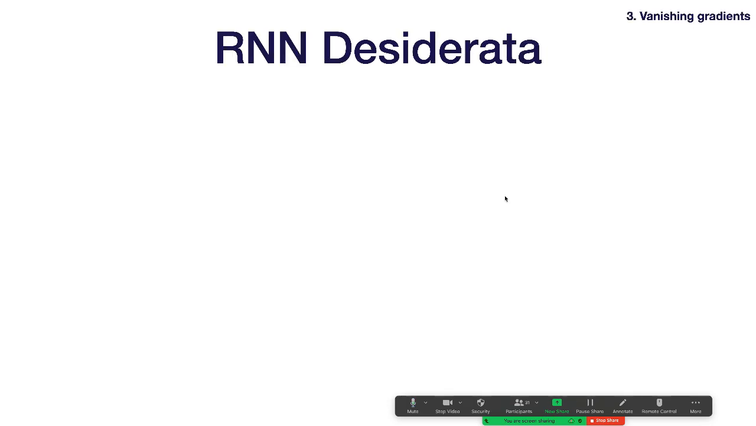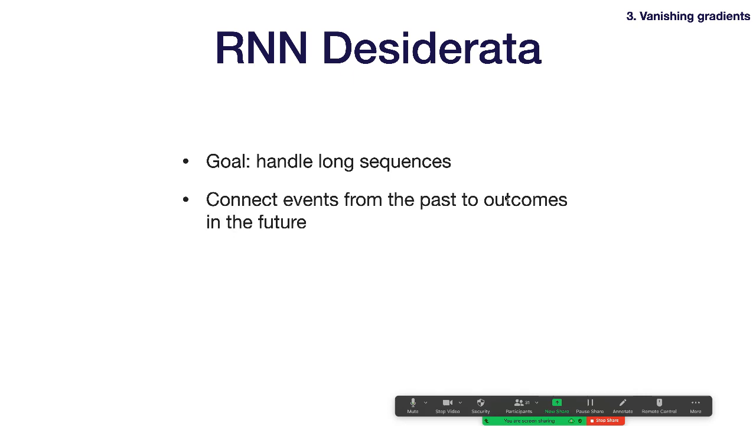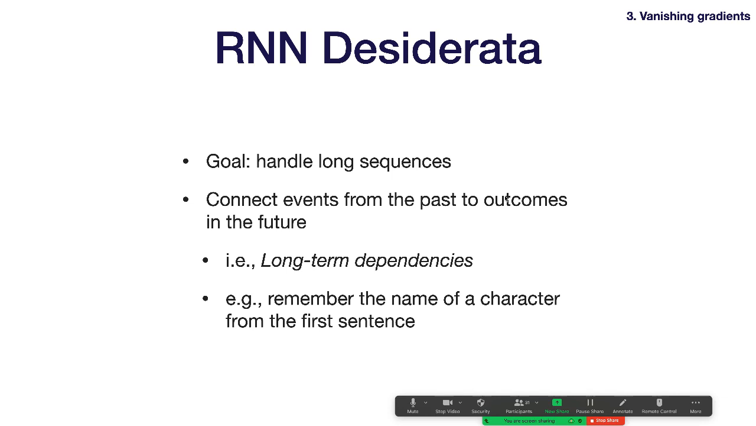All right, so to motivate the LSTM, let's talk about some of the things that we might want in a recurrent neural network architecture. So one goal is we want to be able to handle long sequences of input data. And in particular, along those long sequences, we want to be able to connect events from the past to outcomes in the future. So, another way of describing this is long-term dependencies. An example of what I mean here is if you have a sentence and you're trying to describe what happens in the sentence, at the end of the sentence, even if that sentence is really long, you might need to be able to remember a name of a character, like a character in a novel that occurred at the beginning of the sentence. So you need to be able to connect events in the future, like what is a summary of maybe this entire novel, to things that happened near the beginning of the sequence. So we need to be able to handle long-term dependencies.